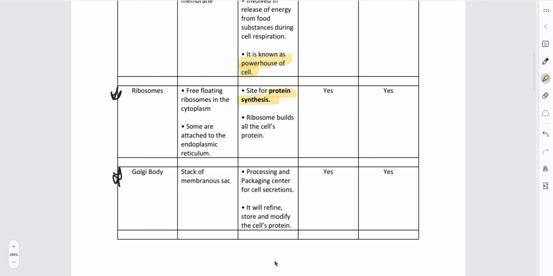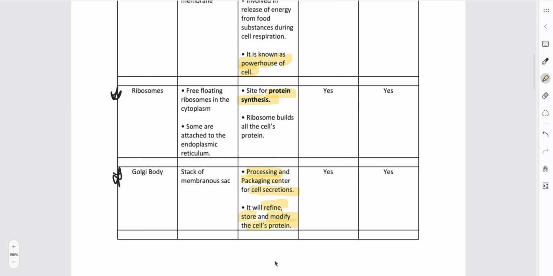Then finally, Golgi body. Always remember it by 3 terms: it is the place where we store, refine, and modify the cell's protein, right? We store, refine, and modify the cell's protein. So we can say it is the processing and packaging center of the cell secretion.